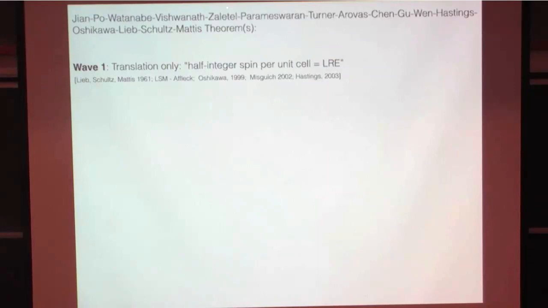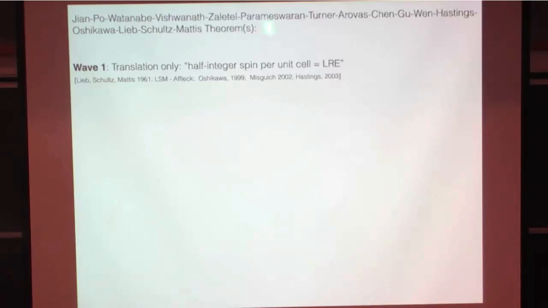Okay, so there's actually several results of this form. The first I told you about earlier was Hastings Theorem. And I can think of Hastings Theorem as the first wave of a bunch of results. What was particular about it is it only used translation symmetry, because all it counted was the spin per unit cell. To define a unit cell, you only use translation.